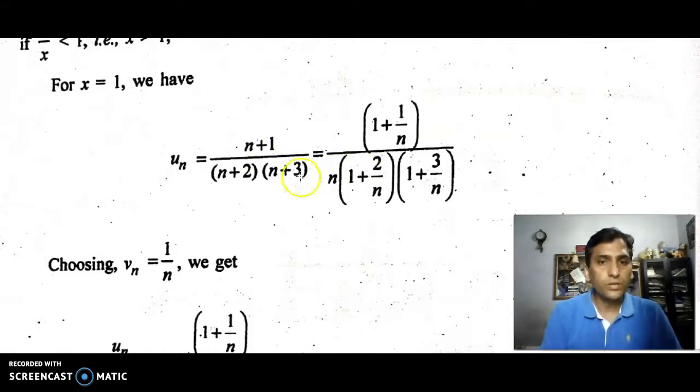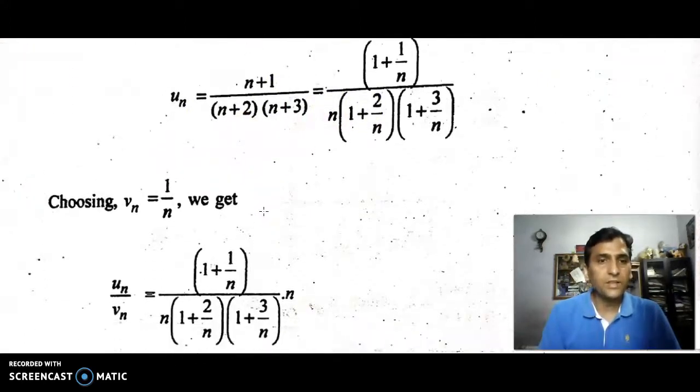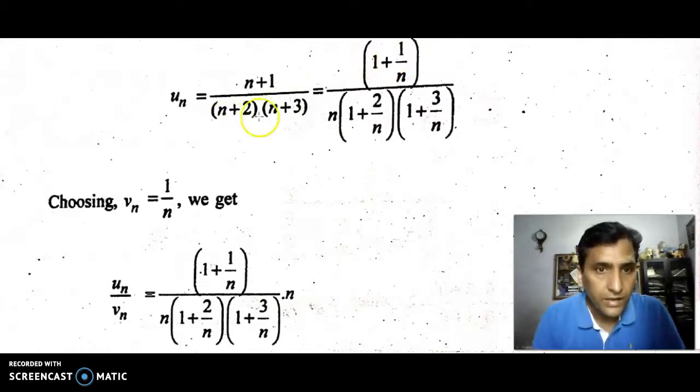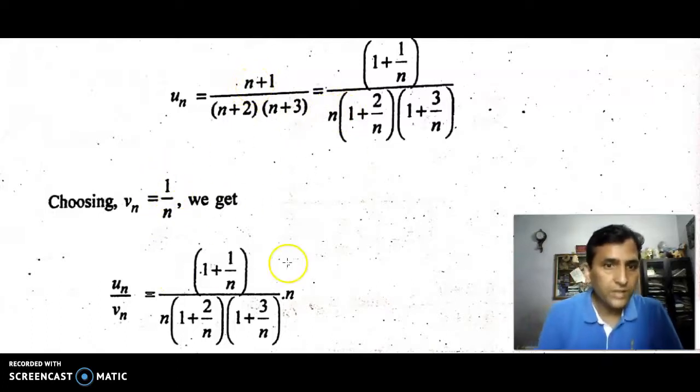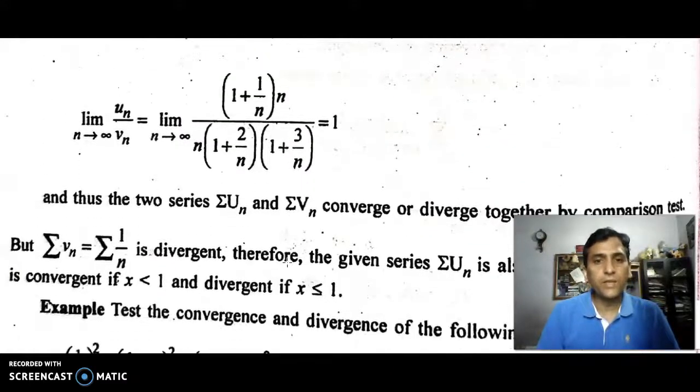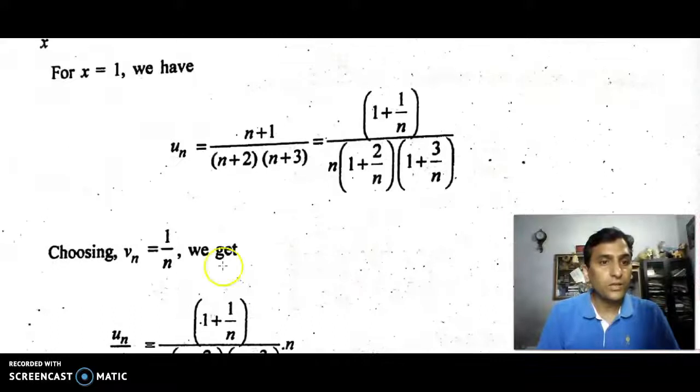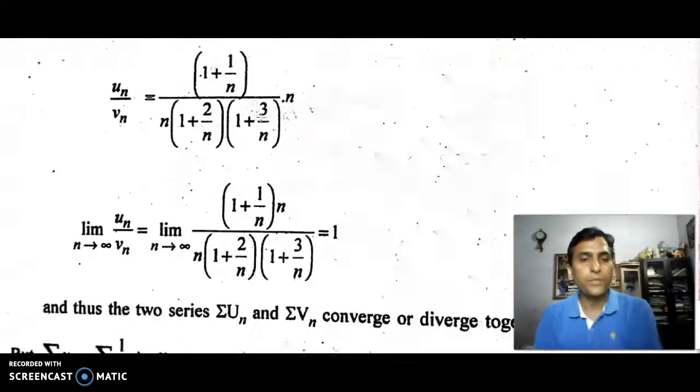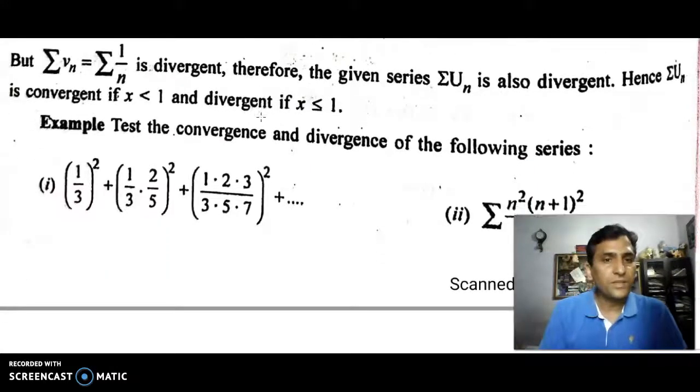Then you take the comparison test, because here we have n square and here we have n. So I take 1 upon n so that they cancel out. Then the ratio is finite. Then they have the same behavior, but the series 1 upon n is divergent. So this series must be divergent. So we are using these tests.